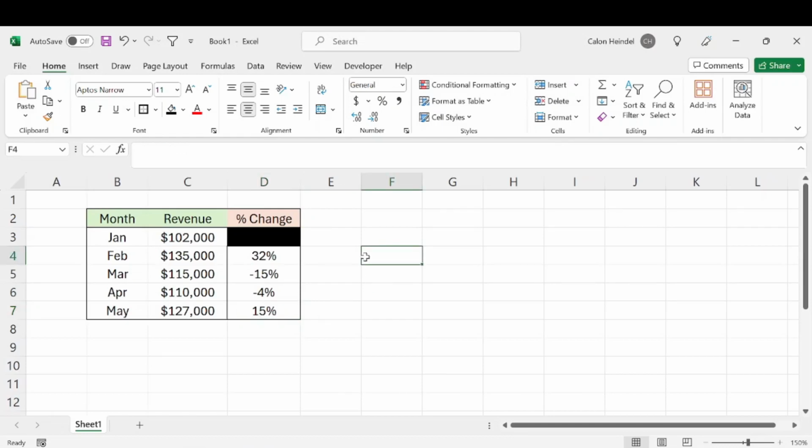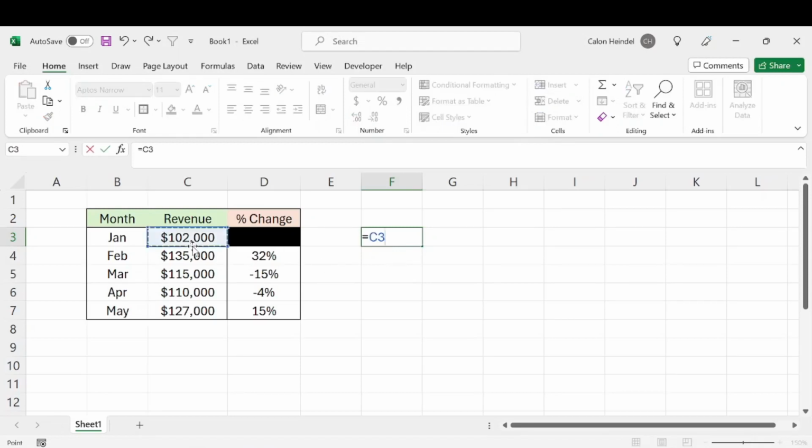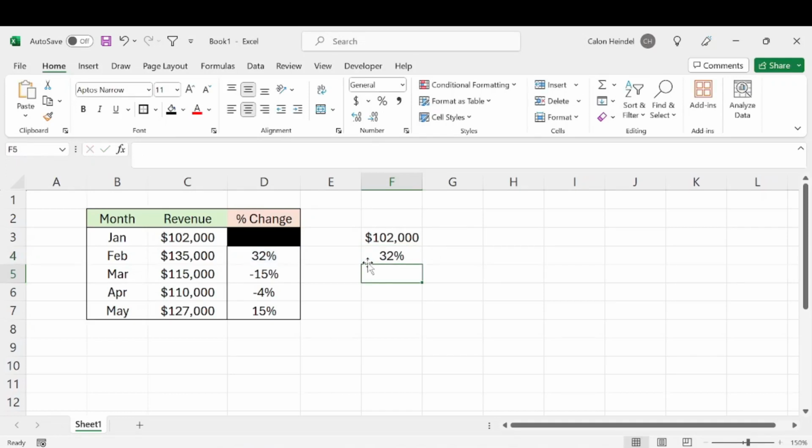So that's the simple way to do it. Now, if you don't believe that that's true, let me show you with some other math showing that that formula is correct. So let's take our $102,000. If we want to find a 32% increase in 102,000, let's take 102,000 and times that by 32%, which is going to give us $33,000.